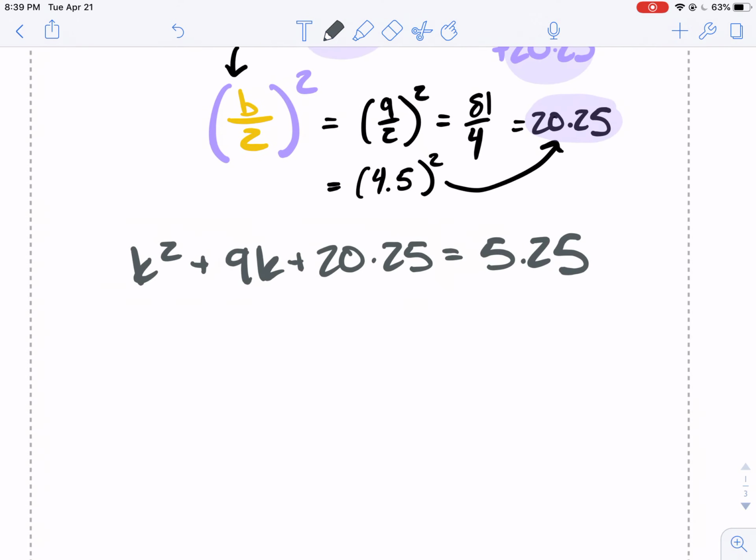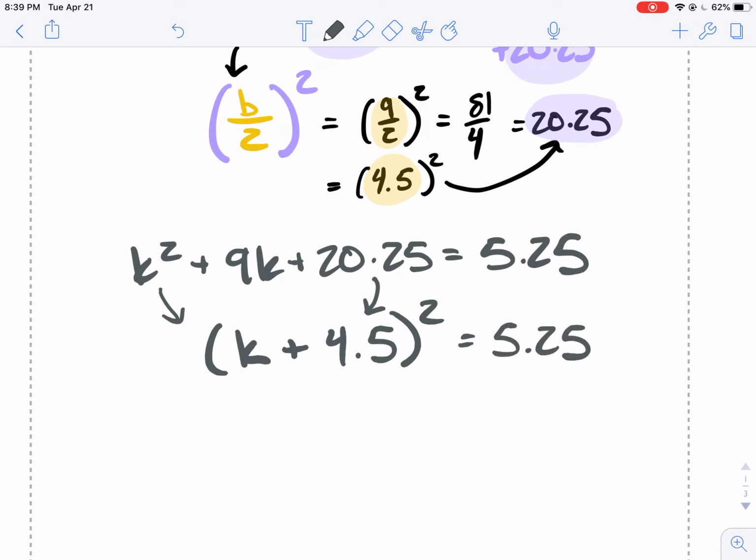Cool. Now, I know this side looks kind of messy, but the whole reason we wrote it like that is because that is a perfect square trinomial. What is it a perfect square of? Well, we need to take our first term using our shortcut backwards, k, and our second term. Remember, we got 20.25 because that's equal to 9/2 squared, or 4.5 squared. I'm going to just write 4.5 equals 5.25. Awesome.